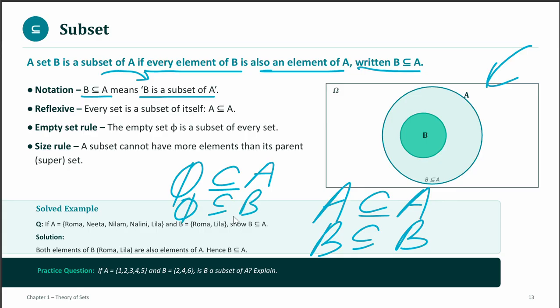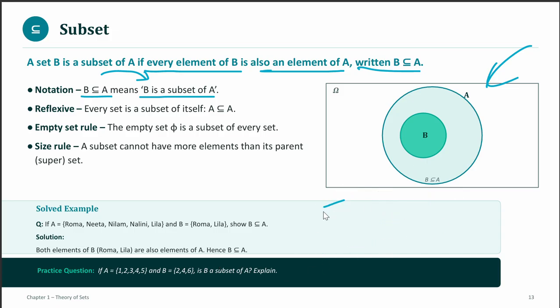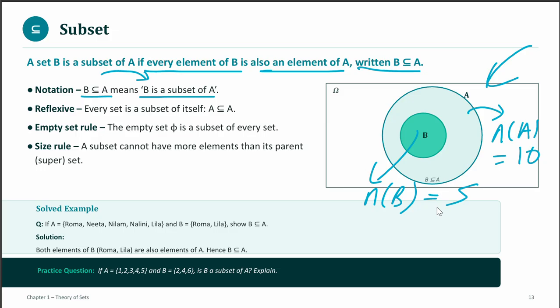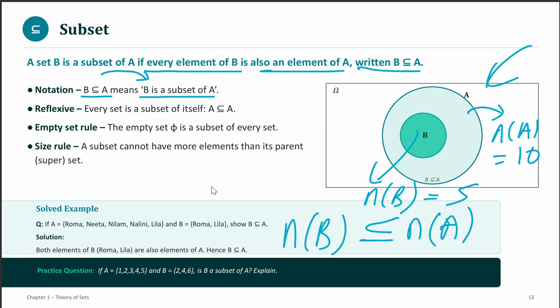A subset cannot have more elements than its parent or superset. Let me explain this to you as well. So if I take n of A, the number of elements in A, to be 10, and the number of elements in B, I take it to be 5, the number of elements in B should be always less than or equal to the number of elements in A. That means that when B is a subset of A, it should always have elements which are less than or equal to set A. Now let us see the solved example.